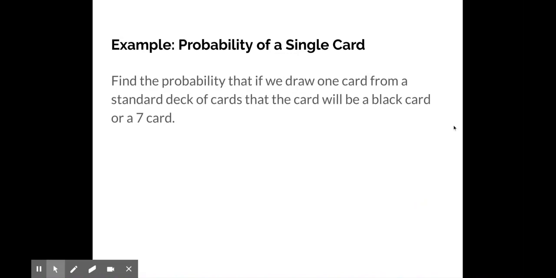So what I want to talk about here is the probability that if we draw one card from a standard deck of cards, the card will be a black card or a 7 card. If you're not familiar with the standard deck of cards, pause this video now and go look at a standard deck of cards. 52 cards in the deck, 4 suits, 2 colors, numbers 2 through 10, plus 3 face cards and an ace card. So we want to know the probability that if I draw one card from a standard deck, the card will be a black card or a 7 card.